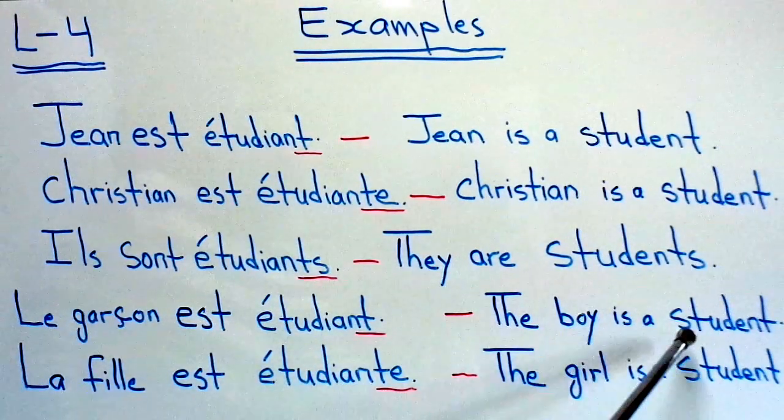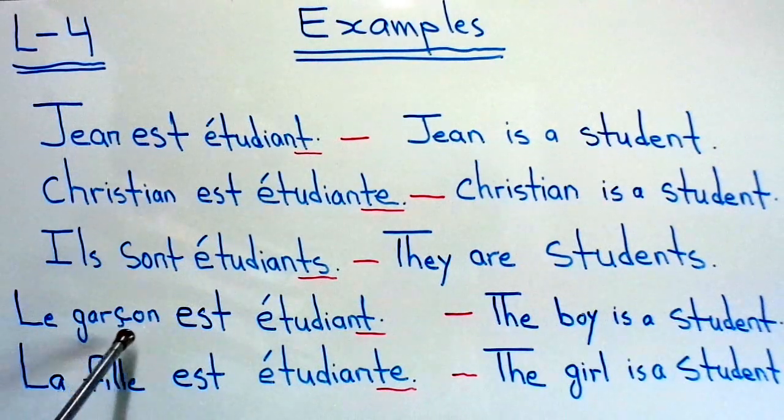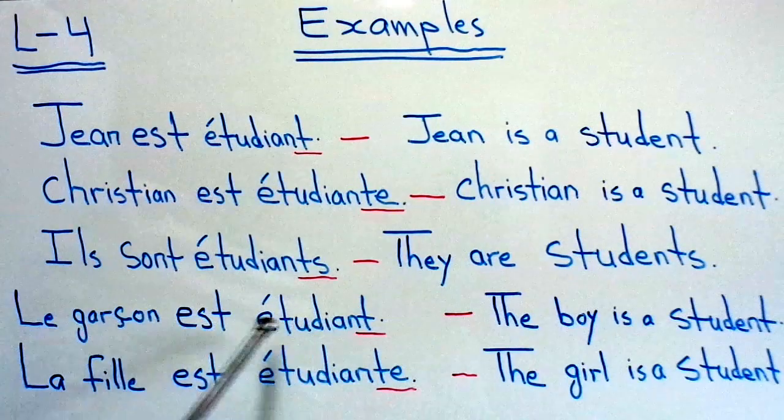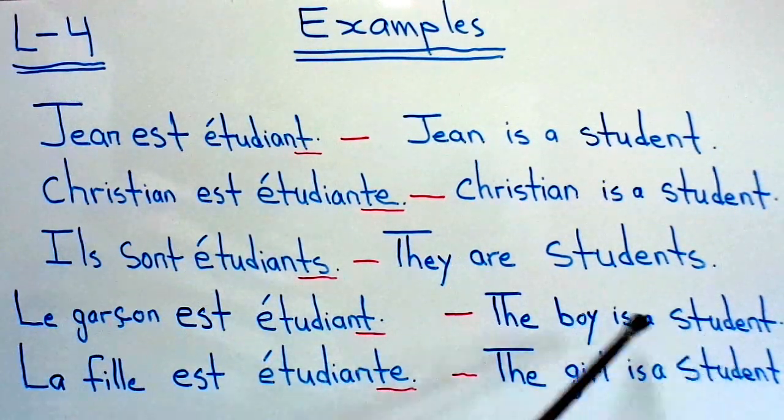Le garçon est étudiant. The boy is a student. Le garçon is male, the subject is male. We don't add an E at the end. We don't pronounce the T either. Le garçon est étudiant. The boy is a student.